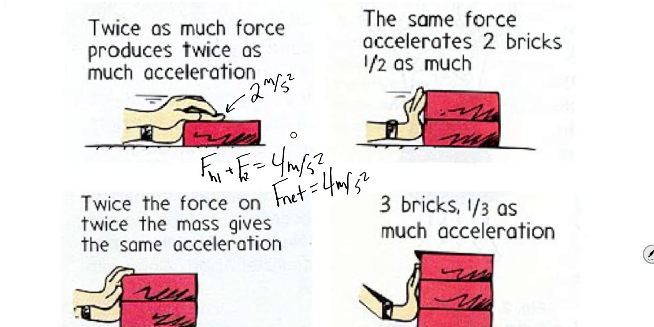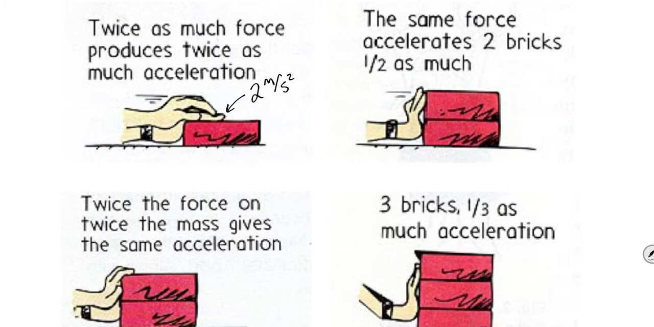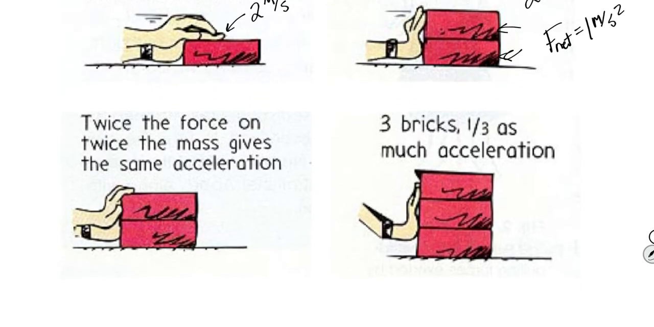Okay, so another example off to the right here. Let's say you have that one hand that's pushing 2 meters per second squared, but you have 2 bricks. That's going to give half as much acceleration because there's twice as much weight. So your net force in this case would be equal to 1 meters per second squared because of twice as much weight, okay? And the examples below kind of show you that as well.